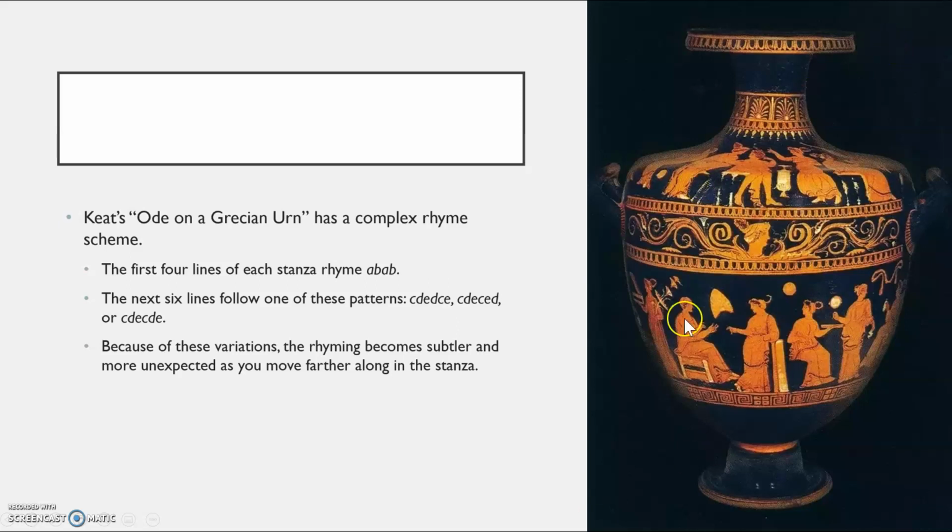But yeah, the Grecian urn is this picture over here. It's a piece of art from the Greeks, as you can assume from the title. And so Keats is writing this looking at this Grecian urn.